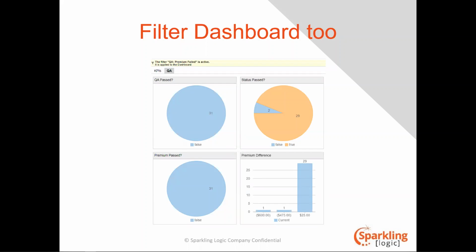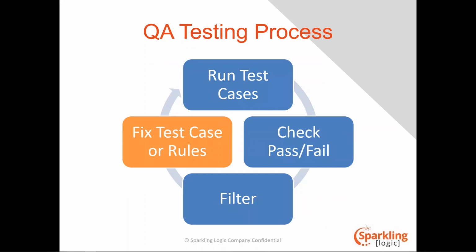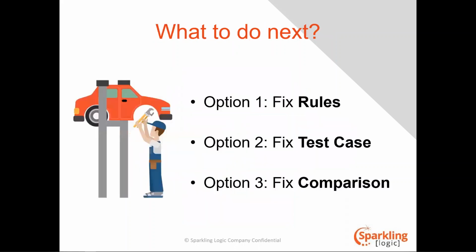So the last step is really to fix those test cases and the rules, you want to pass everything. And there are 3 ways you can fix them. You know, intuitively, I think people think about fixing the rule: if the rules don't pass the test, then the rule is wrong. But that's not always the case.